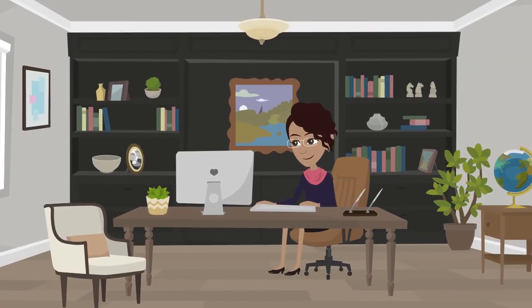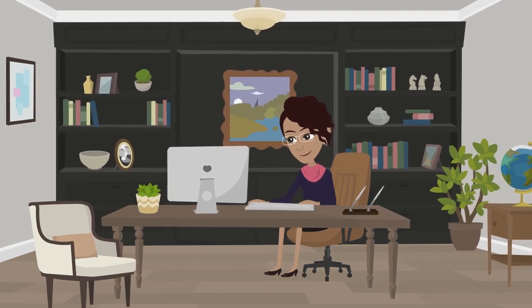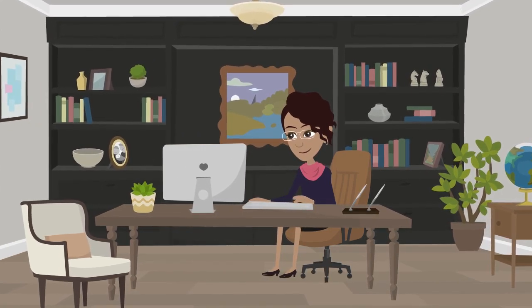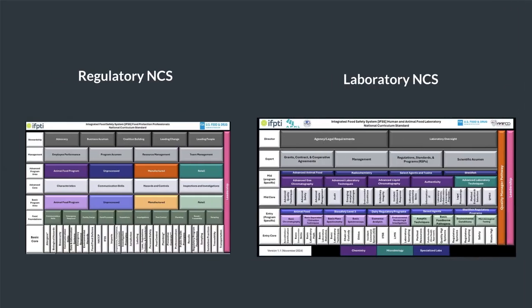An integral component of the Regulatory and Laboratory Training System, RLTS, is the National Curriculum Standard, or NCS. The NCS is a visual grid or depiction of the human and animal food regulatory profession, shown on the left, and the laboratory profession, shown on the right. The grids display the topics, or content areas, in which human and animal food professionals need to be proficient.